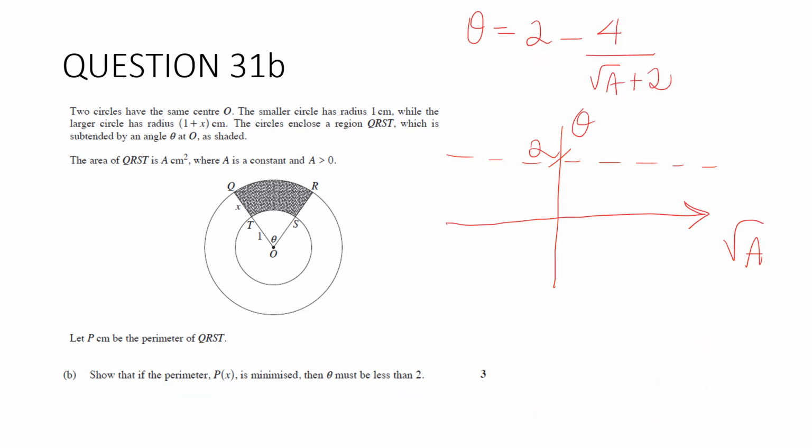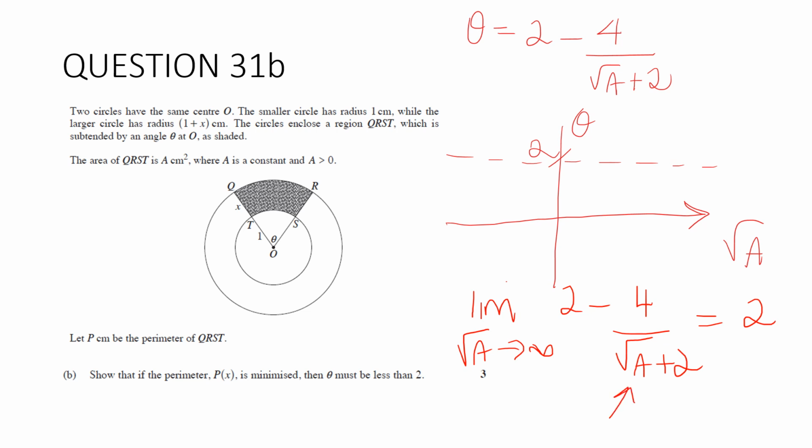Okay, now we can find the horizontal asymptote just by taking the limit as root a tends to infinity of 2 take away 4 over square root of a plus 2, which of course is equal to 2 because 4 divided by infinity is 0. Now if we sketch this, just working out the intercept, if I put a is equal to 0, I get 2 take away 2 is 0, so it's going to come up through here. Of course, it can't be negative, so it's going to come up through here like this is the graph. So if the perimeter P of x is minimized, then x is equal to root a. And if x is equal to root a, then theta must be less than 2.